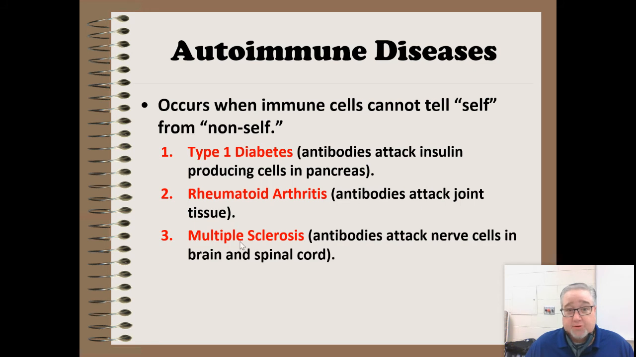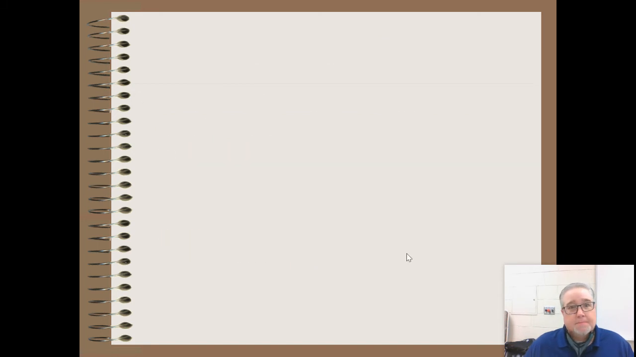And then finally, multiple sclerosis or MS. This is where the antibodies will attack nerve cells in your brain and spinal cord. Right? So the biggest thing about autoimmune diseases is that it's kind of a unique type of disease. It's your own immune system attacking your healthy body cells. And you should be able to give maybe one or two examples of those diseases.